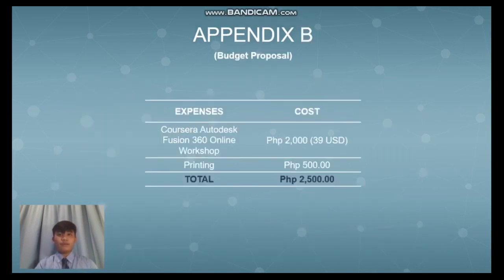Next, for the budget proposal, we only have two expenses: the training in Coursera Autodesk Fusion 360 online workshop, around 39 US dollars, which is 2,000 pesos when converted in Philippine peso, and the printing of this paper around 500, having a total of 2,500 pesos.